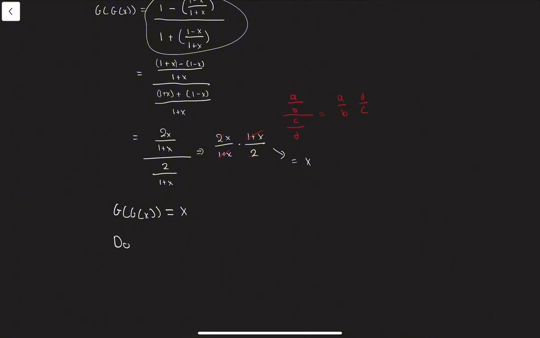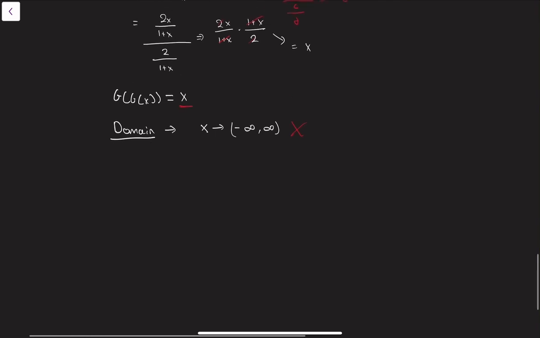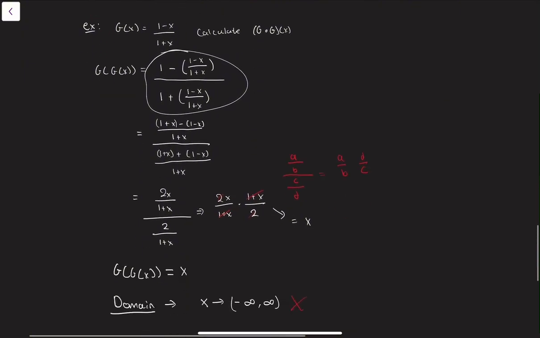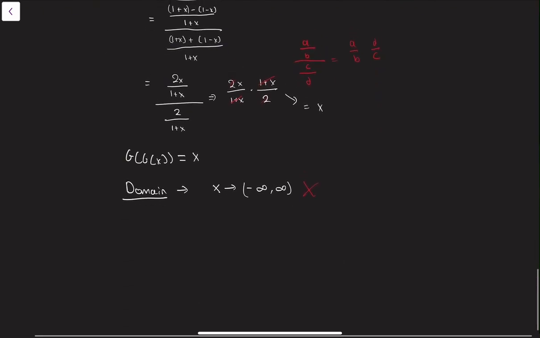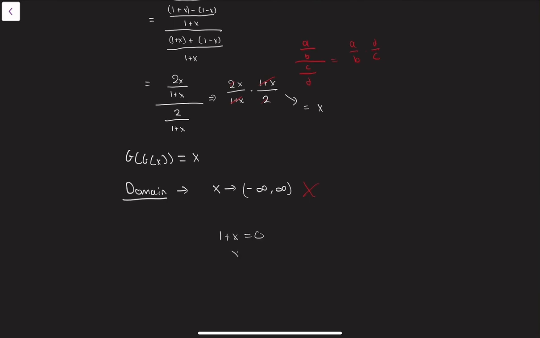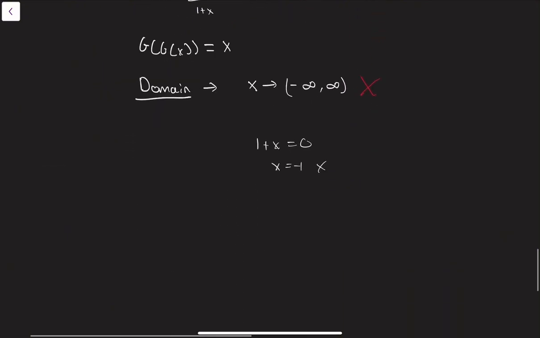And the domain, well, you might be tempted again to say that the domain is negative infinity to infinity. However, this is not the case, because even though our final function is continuous, we have these initial restrictions. So this function needs to be satisfied. Our domain actually is when 1 plus x is equal to 0, we can say that x is equal to -1. So all values of this function are defined except at this point.